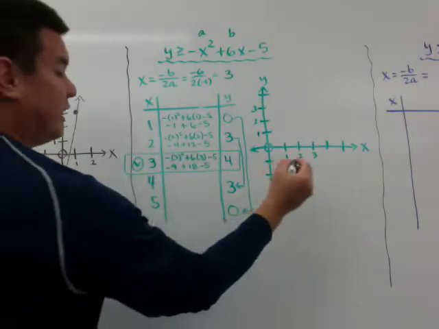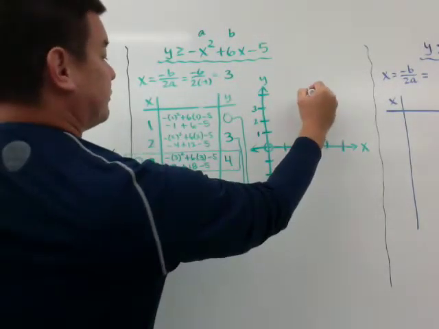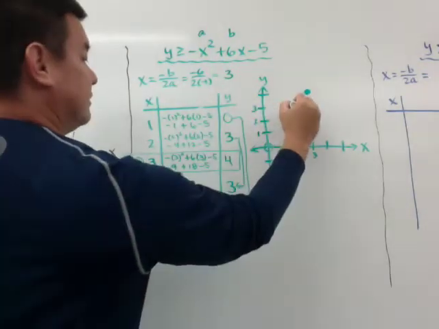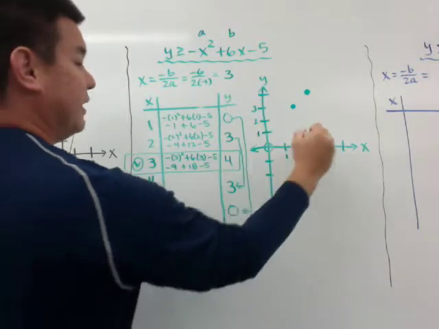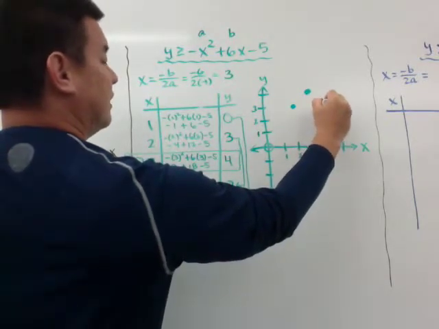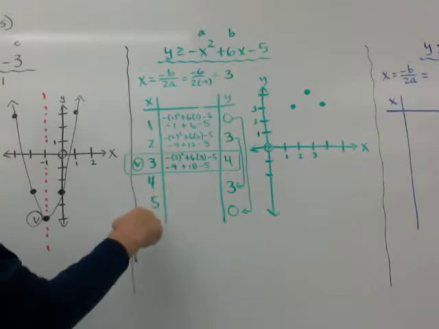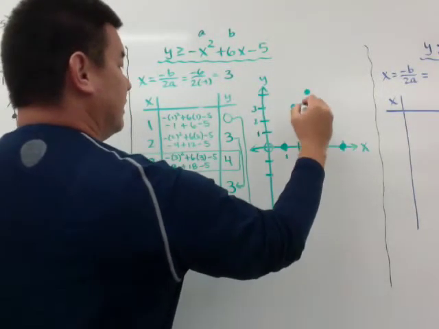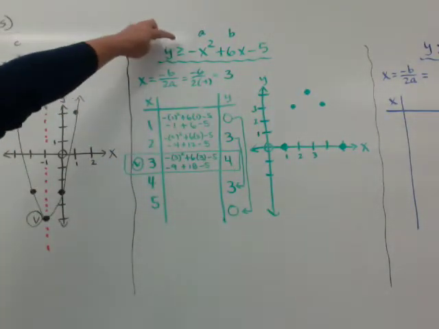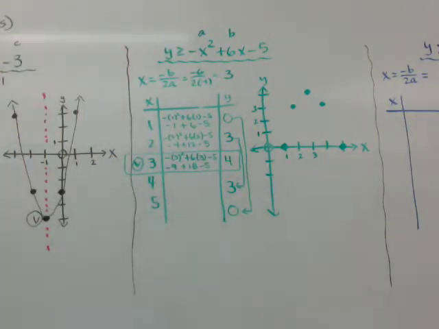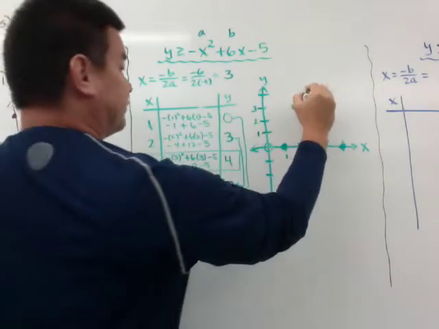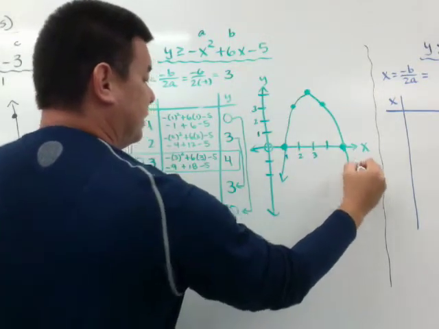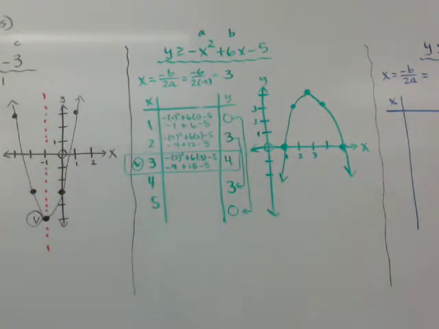Starting with my vertex, 3, 4 is way up here. 2, 3 is here. And 4, 3 is also over here. And then 1, 0, and 5, 0. Okay. Because it's a greater than or equal to, if you remember when we drew the lines, it's going to be a solid line. If it was just a greater than, it would be a dashed line.